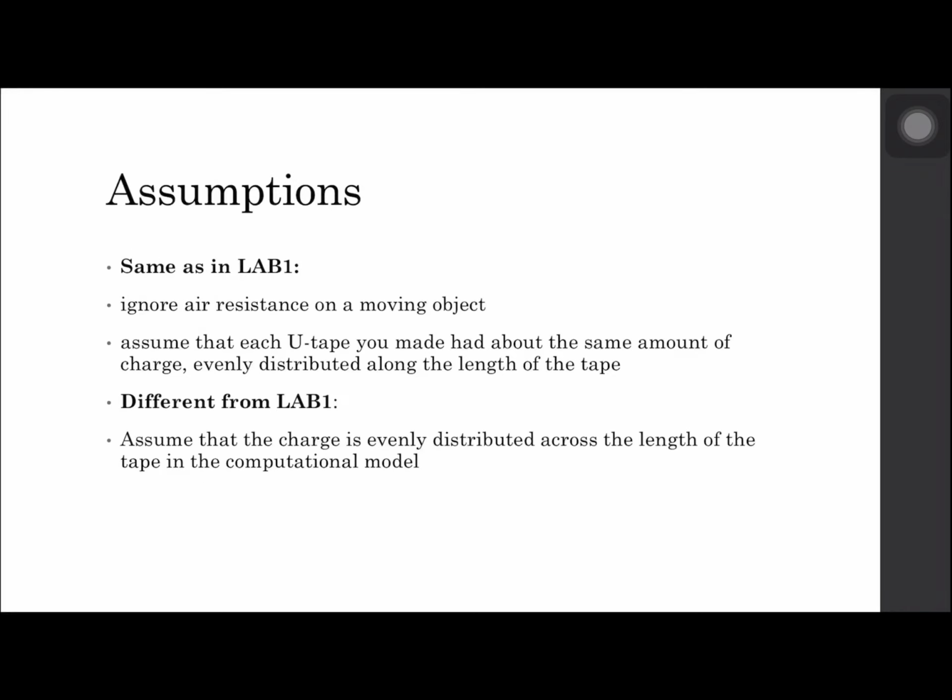In this lab, we make the same assumptions as in the previous lab, that the air resistance on the U-tape can be ignored. And we also assume that the U-tape that I've made has about the same amount of charge evenly distributed along the length of the tape. What is different from the previous lab is that here we assume that the U-tape is a line of charges instead of just a point charge.